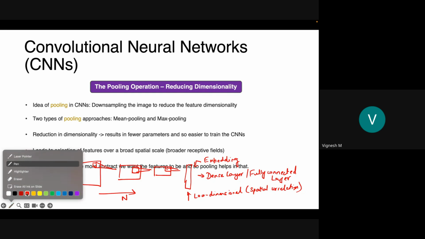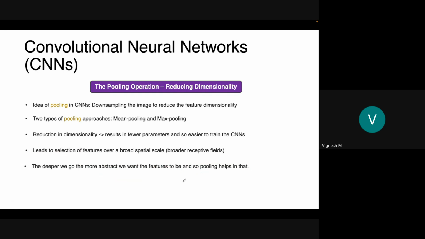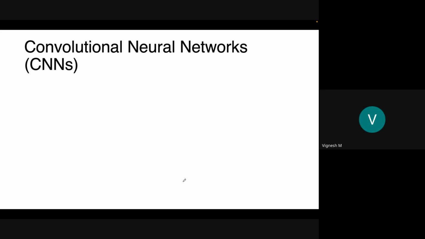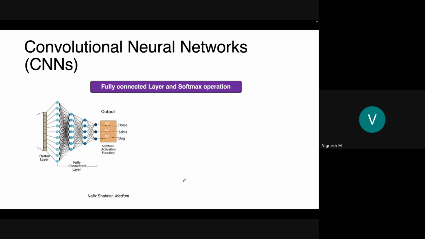So what was my final point here? Yeah, the deeper we go, the more abstract the features we want it to be. So the pooling helps that, right? We want abstract features, we want something that tells about the image as a whole rather than its very small individual parts. So that's what the pooling operation helps you do, right? Now, moving on and talking about the fully connected layer and the idea of softmax, this is what we saw, right?